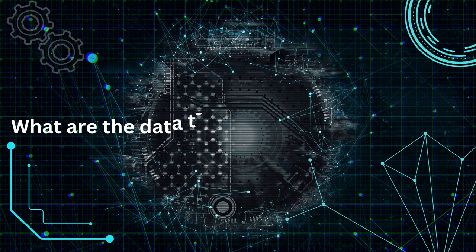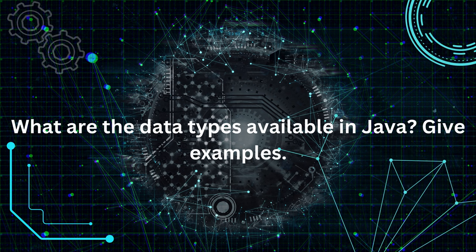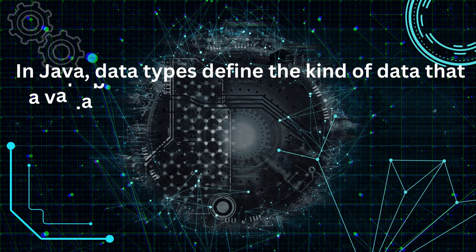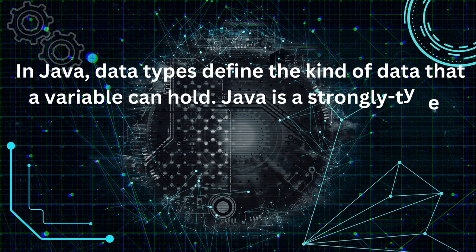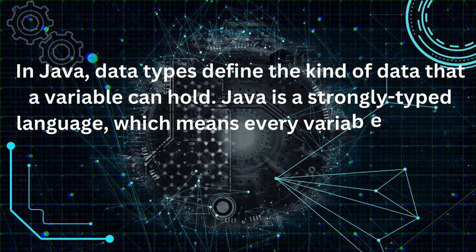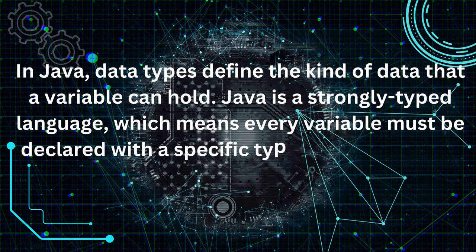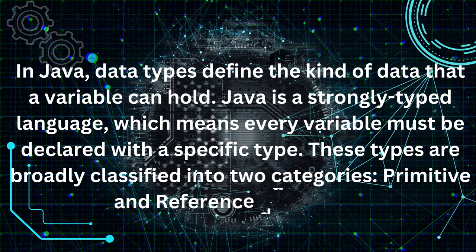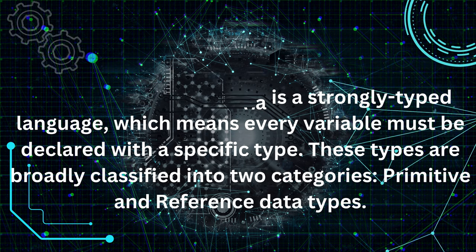What are the data types available in Java? Give examples. In Java, data types define the kind of data that a variable can hold. Java is a strongly typed language, which means every variable must be declared with a specific type. These types are broadly classified into two categories: primitive and reference data types.